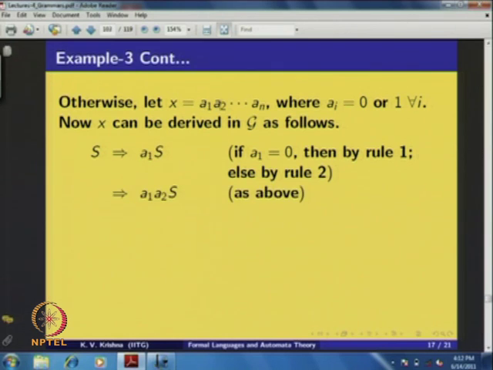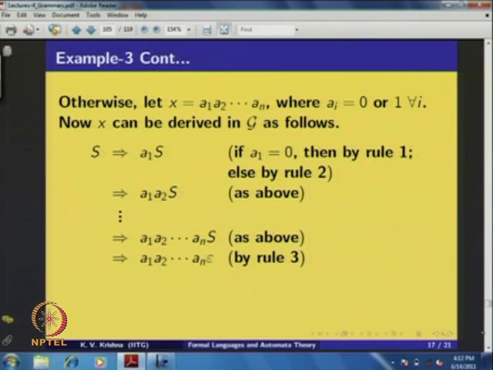Similarly, to derive a2, either it is 0 or 1. As discussed here, if a2 is 0, apply rule 1 to get a1 a2 S here. If a2 is 1, you apply rule 2 to get a1 a2 S, and continue this to get a1 a2 ... an S, and at the end apply rule 3 and nullify the non-terminal symbol here to get a1 a2 ... an, that is what is x. So, any string x = a1 a2 ... an can be derived in n number of steps, you are getting a1 a2 ... an.